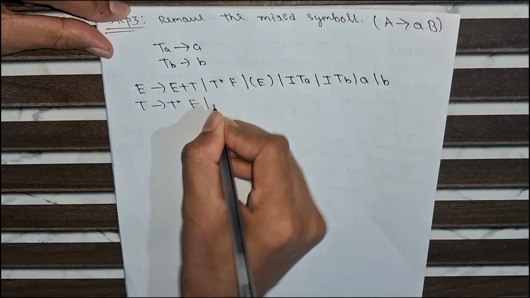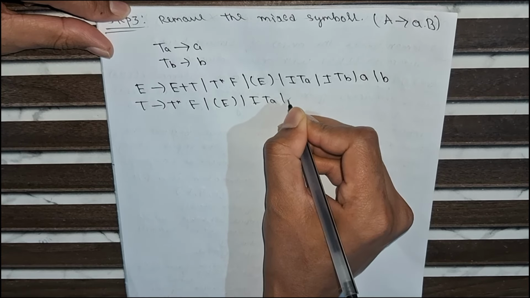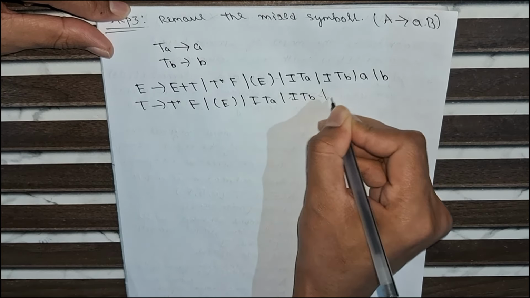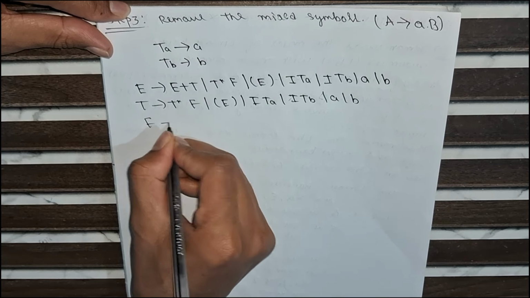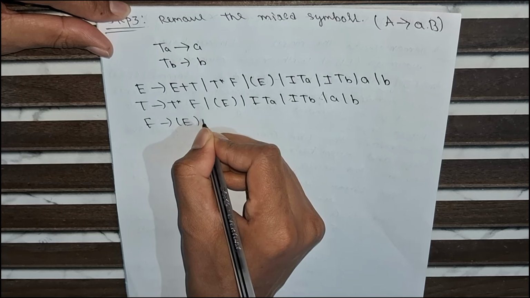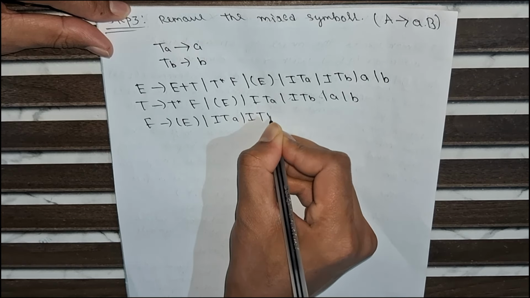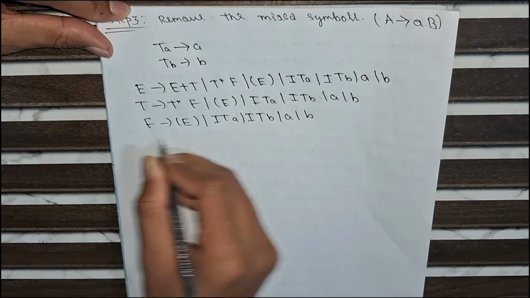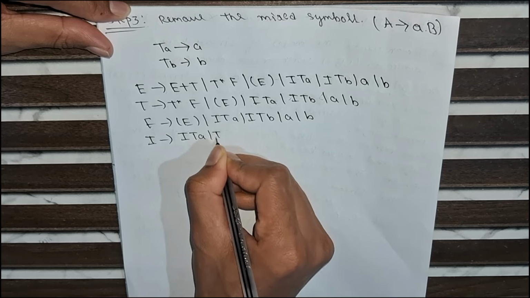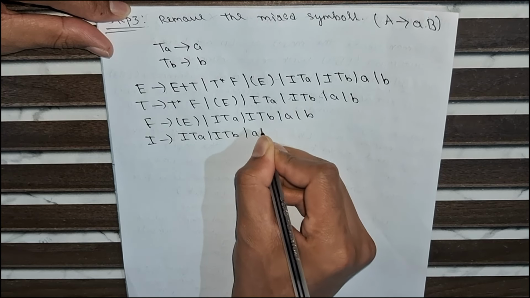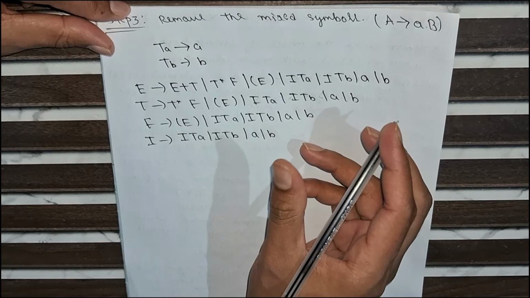T star F E I T A I T B, and A and B will remain the same. Now F implies E I T A I T B A and B, and I implies I T A I T B A and B. Now in step 4 we will remove the long productions.